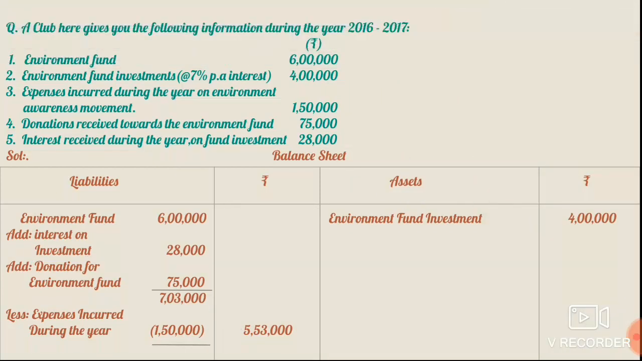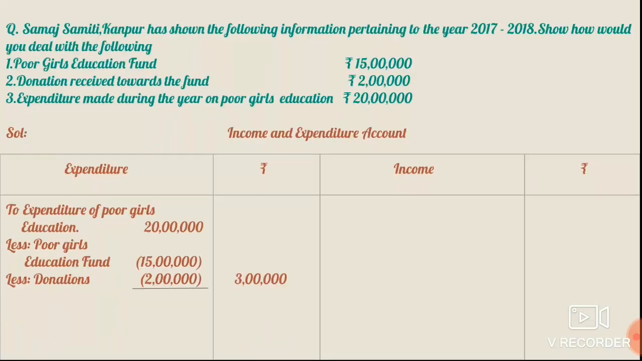Now, what we have to understand here is that when the organization creates a fund for a specific purpose, then any activity related to the fund, for example, an income related to the fund, will be added to the fund and not taken to the income and expenditure account. And if there are any expenses incurred related to the fund, they will be deducted from the fund and will not be shown as an expense in the income and expenditure account. Let me show you another example.